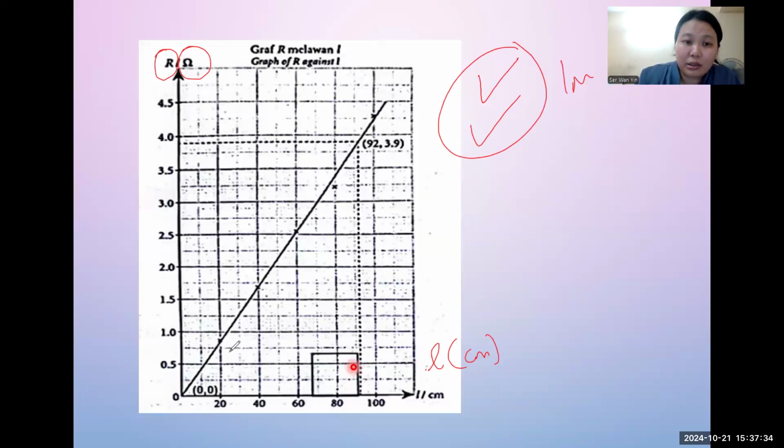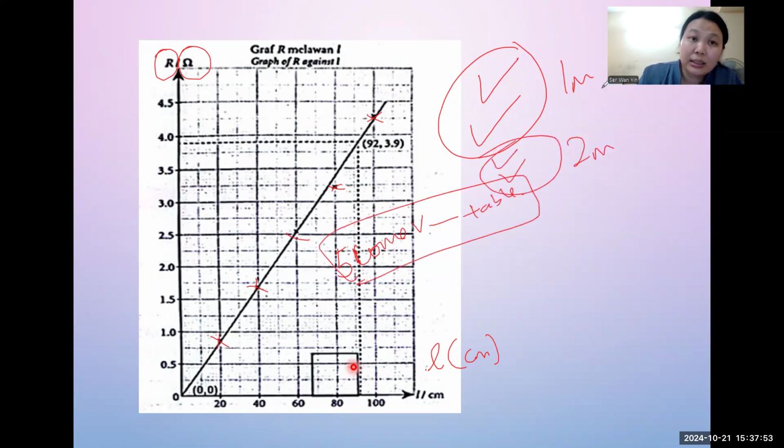Then you just plot according to your table, even though your data is wrong. You plot 5 correctly, according to your table. You get 2 more ticks. Second mark already. Understand? So just do it.